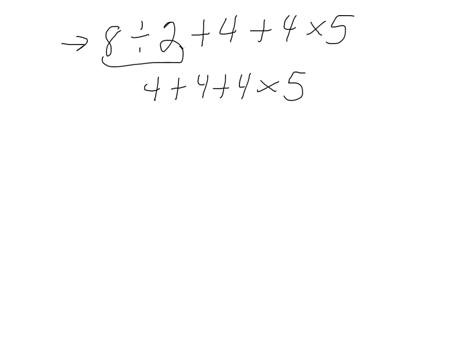I now look at what I have from the left. I have an addition sign I'm going to ignore. I have another addition sign that I'm going to ignore, and there's a multiplication sign. So I need to tackle that next. Copying my 4, copying my plus 4, copying the next plus sign. 4 times 5 is going to give me 20.